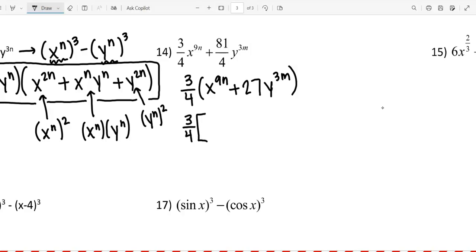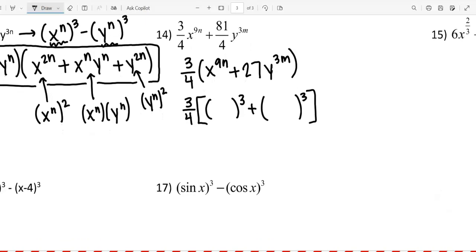This is really the same as 3/4. I'm going to use a bracket for right now because I'm going to have more parentheses on the inside. Something is being cubed here, plus something is being cubed here. What's being cubed to give me x to the 9n? X to the 3n. Remember, you're multiplying your powers there. 3n times 3 gives you that 9n. What's being cubed to give me 27? 3. What's being cubed to give me y to the 3m? Y to the m. Good.